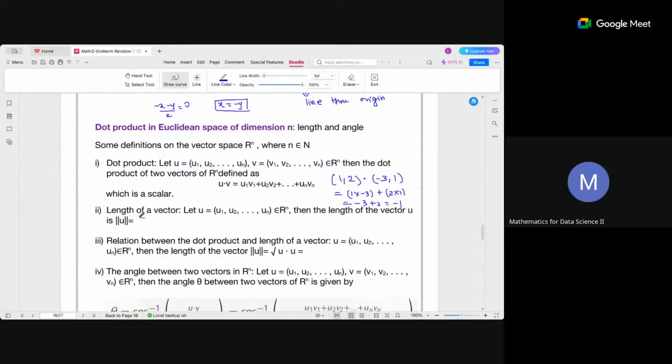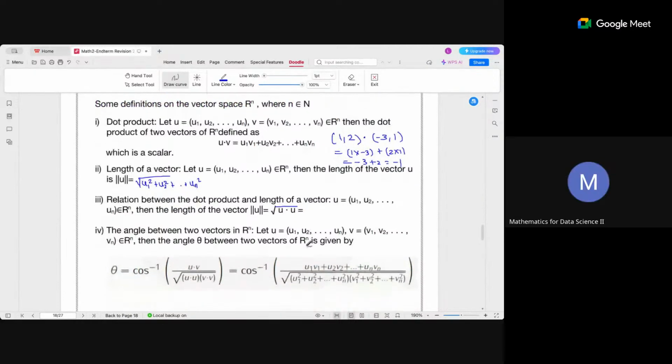And what is the norm of a vector? Dot product with itself: root of u1 square plus u2 square plus up to un square. What is the relation between this norm and dot product? Norm is nothing but the square root of u dot u, which is the same expression.